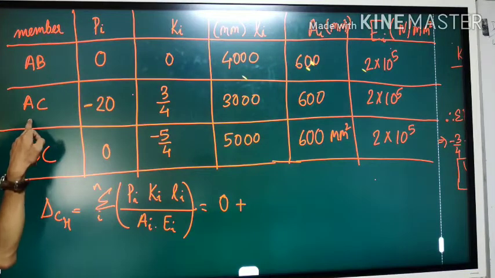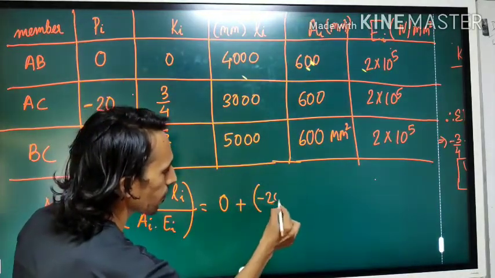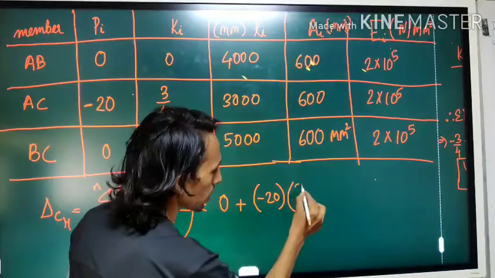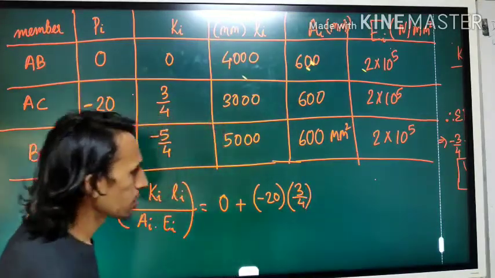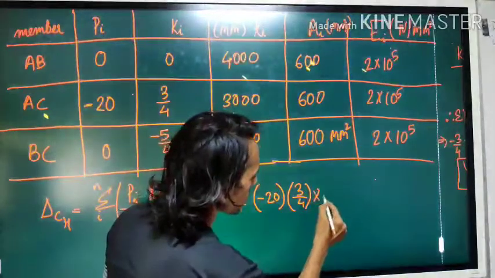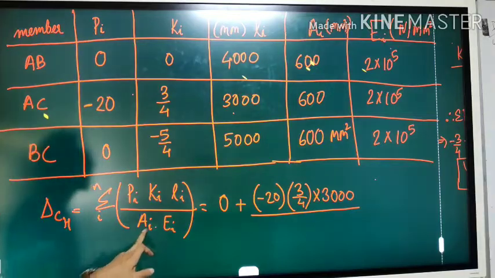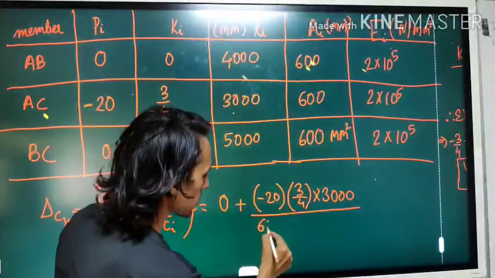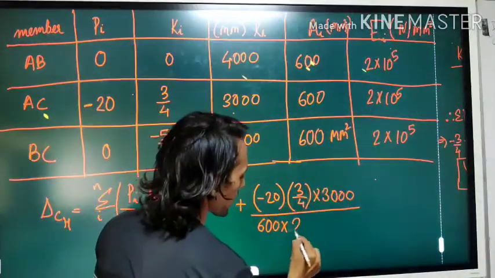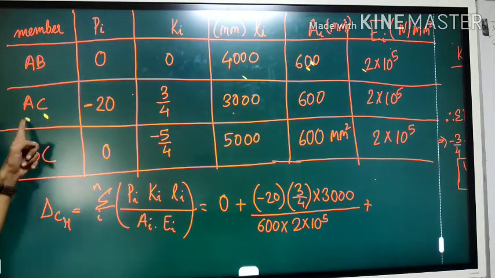Come to the AC. What is the value of PI? Minus 20. What is the value of KI? 3 by 4. What is the value of length for this member? 3000. What is the value of AI? 600. What is the value of EI? 2 multiplied by 10 to the power 5. So we have calculated for the AC.